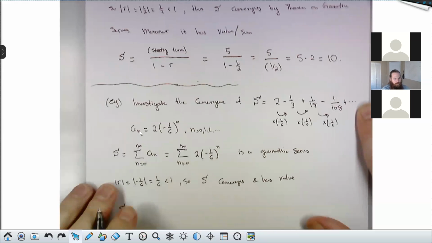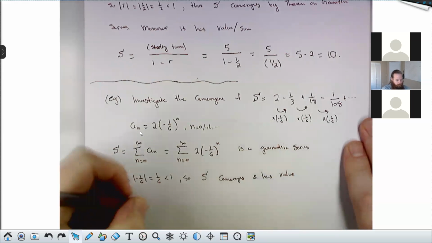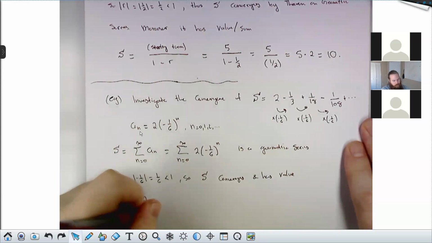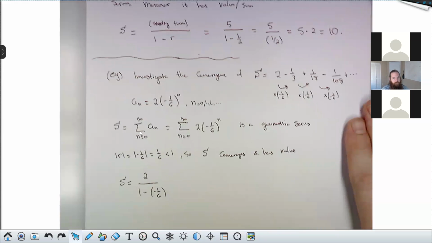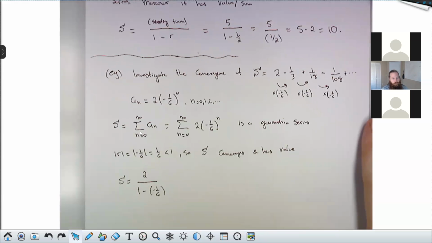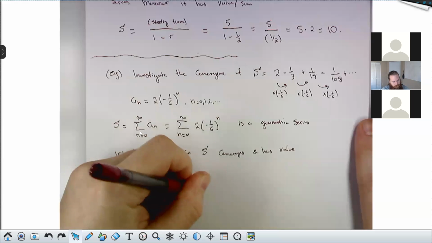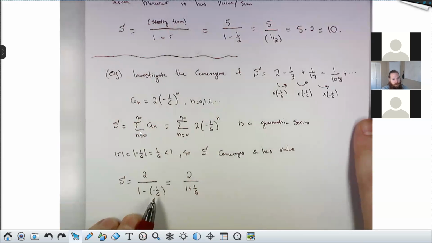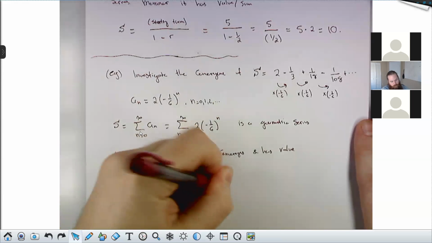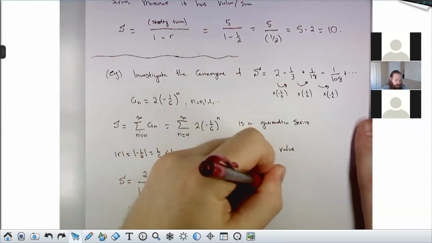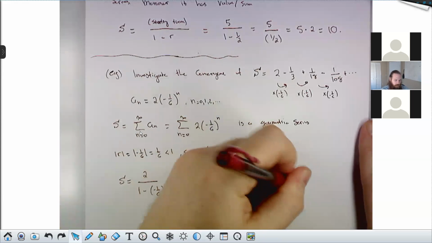S equals the starting term, which is 2, over 1 minus the common ratio, which is negative 1/6. That's 2 over 1 plus 1/6. So the sign of R matters. If R is positive or negative, that will change this formula. 1 plus 1/6 is 7/6. So this is 2 divided by 7/6, or 2 times 6 over 7, or 12/7.